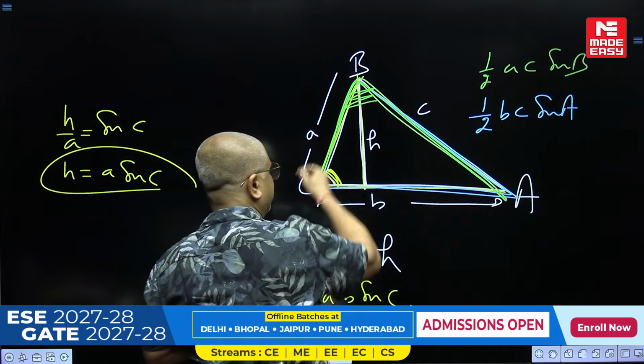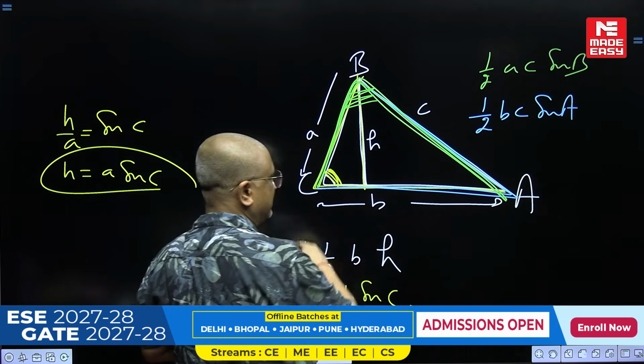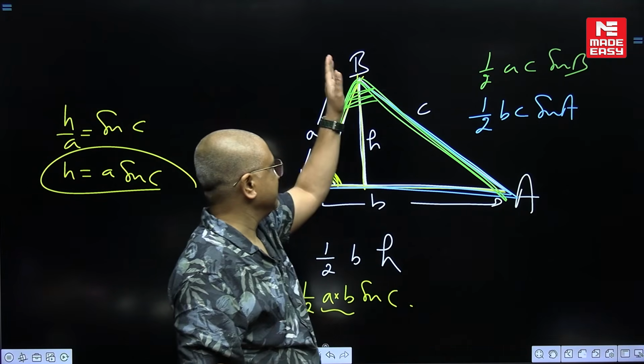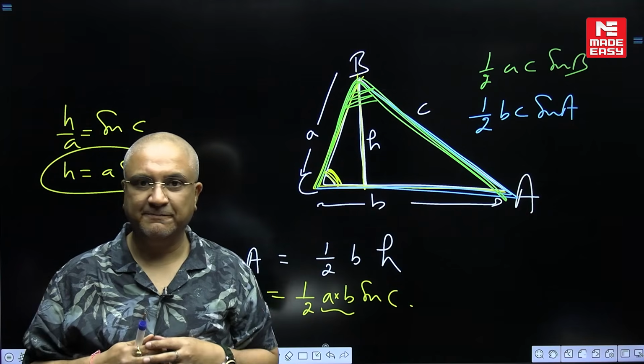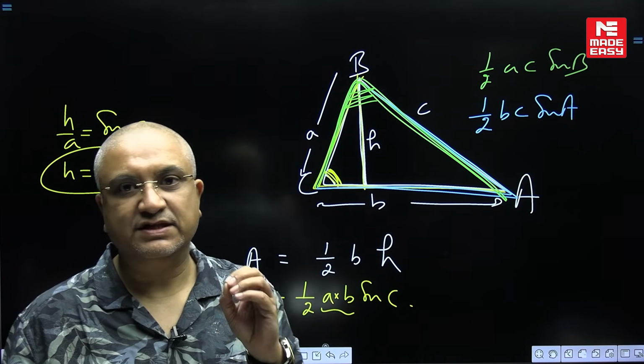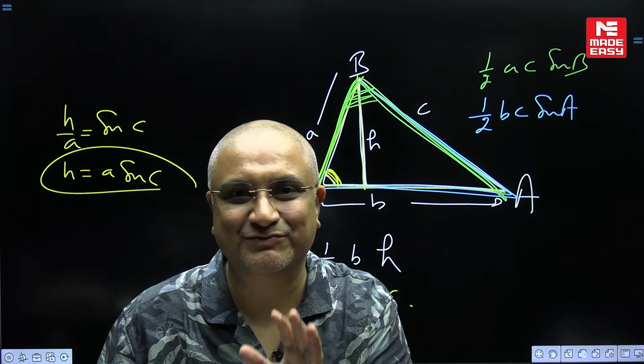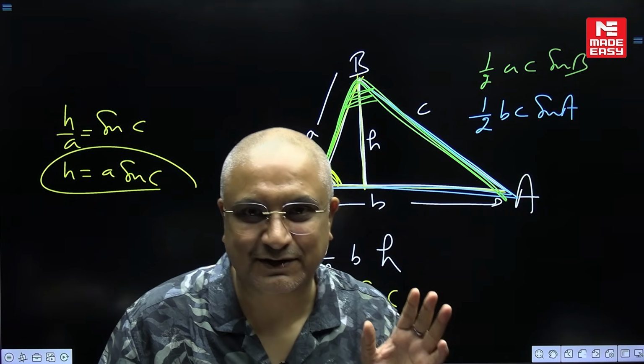If we are taking sides A and B, the inclusive angle will be C. If we are taking B and C, the inclusive angle will be A, and if we are taking sides A and C, the inclusive angle will be B. So half AB sine C, half BC sine A, half AC sine B is the area of a triangle. I hope we all are very well aware of this particular thing.